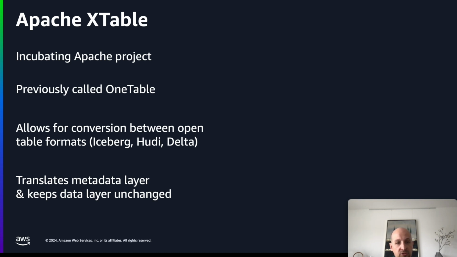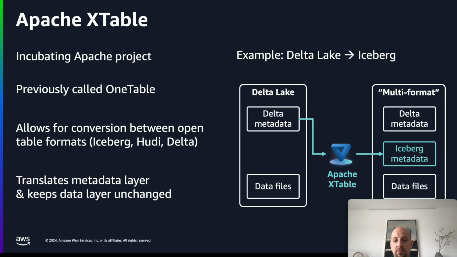XTable in essence allows for the conversion between open table formats, from Iceberg to Hoodie, Delta to Iceberg, and so forth. And it is great because it translates the metadata layer and keeps the data layer unchanged, just reuses it. In an example, it looks as follows. Assuming you want to convert from Delta to Iceberg, you would just, with XTable, which is by the way shipped as a Java executable, convert from the Delta metadata to the Iceberg metadata, added additionally on the data store, but keep the data files unchanged and reuse them. Hence, it's efficient because you have no storage overhead, as you can just reuse the data files.